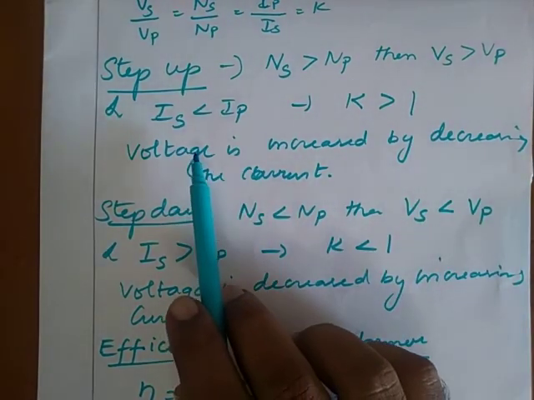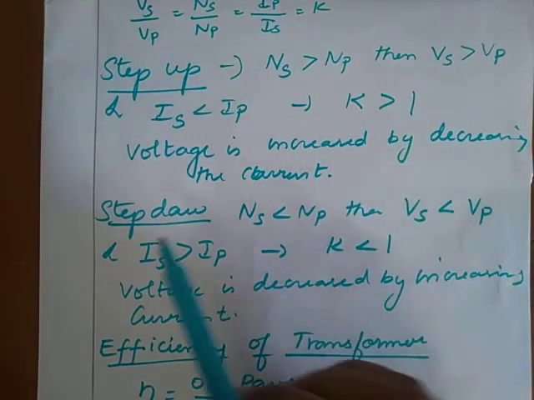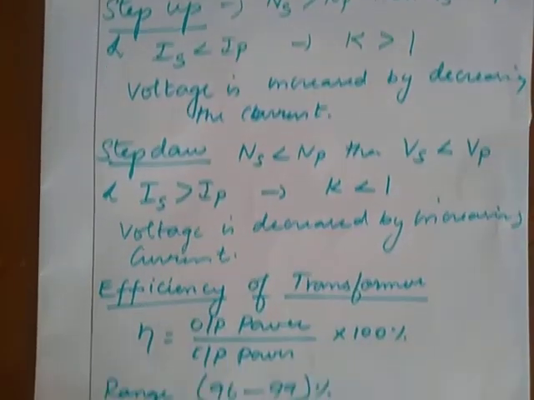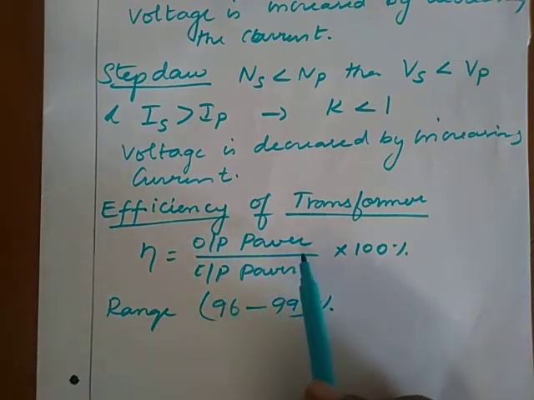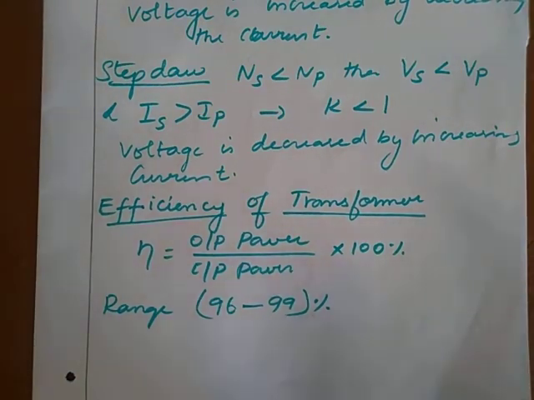For the step up transformer, voltage is increased by decreasing the current in the secondary circuit. For a step down transformer, voltage is decreased by increasing the current in the secondary circuit. Then the efficiency of the transformer is the ratio of output power to the input power into 100%. The efficiency range is 96 to 99%. It can't reach 100% because of some energy losses that we will see in our next class.